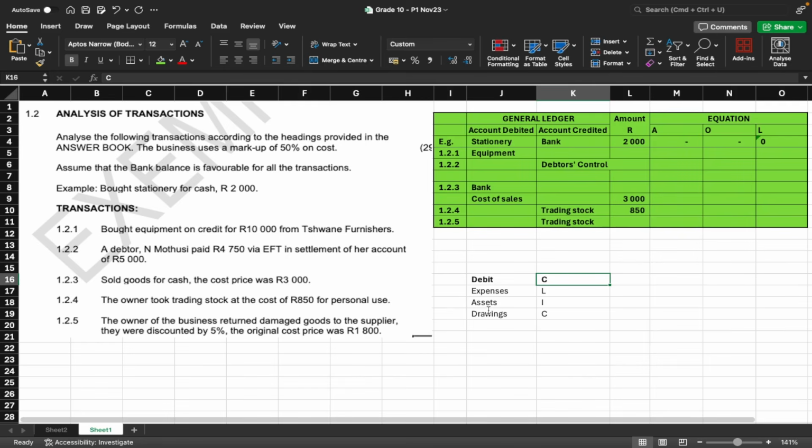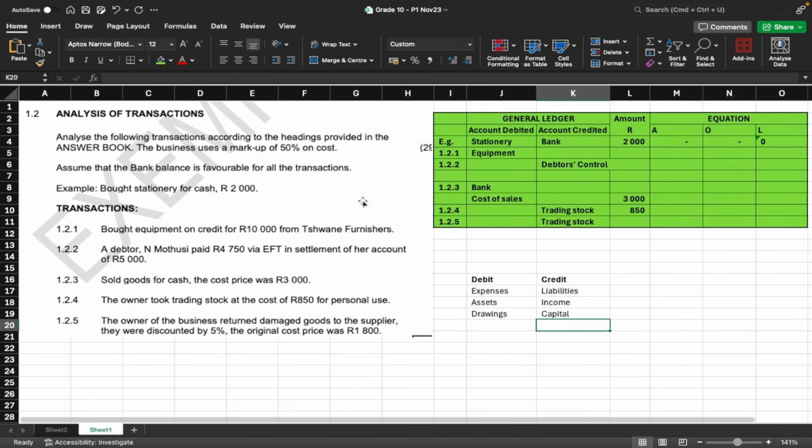And on the right side, we've got CLIC. Okay, what does the C stand for? It stands for credit. And what does the L stand for? Liability. So whenever I have a liability, I know that I have to credit it. And then the I stands for income, and then the C stands for capital. Okay, whenever the owner invests money into the business, that is capital, and so I know I have to credit it. Now look at the example that they gave us here. Bought stationery for 2,000 Rand cash. Okay, so I need to ask myself, what are the two transactions?